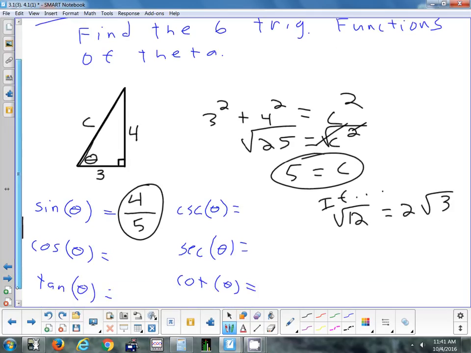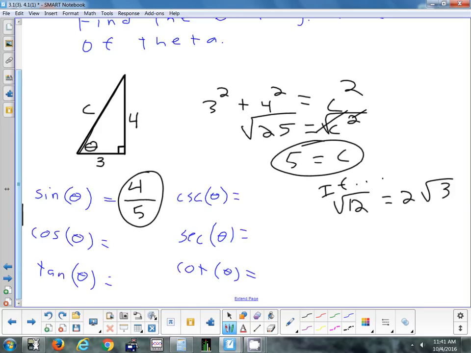Selenia, how about the cosine? Adjacent over hypotenuse. So in this case, what would I get? 3/5. Good, 3/5. And Rebecca, the last one, what would be my tangent? 4 over 3. Yeah, perfect. Opposite 4, adjacent 3. And that's it.